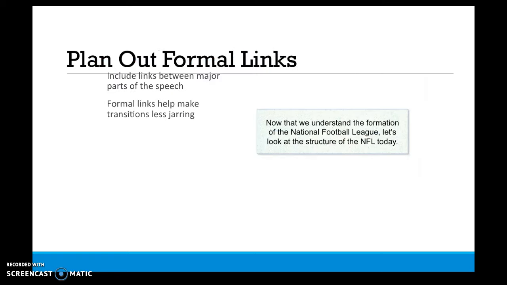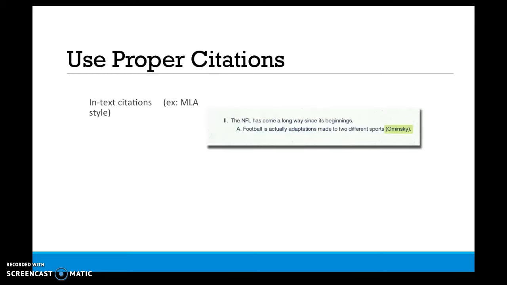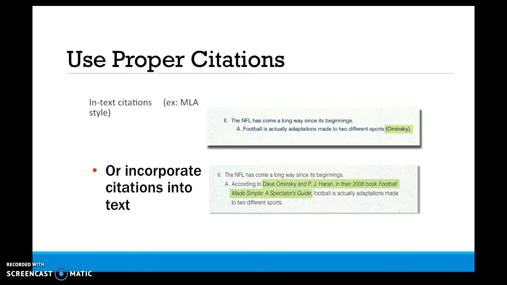Plan out your formal links. Include links between each major part. These are transitions. You want to transition between each point to help us flow through your speech. And again, use proper citations. So for example, in MLA style, the NFL has come a long way, and then you see the author right there. And then you want to incorporate it into your text. According to Dave Omsky and PJ Harari in their, so and so forth, you don't just cite it on your outline, you cite it in the speech itself.